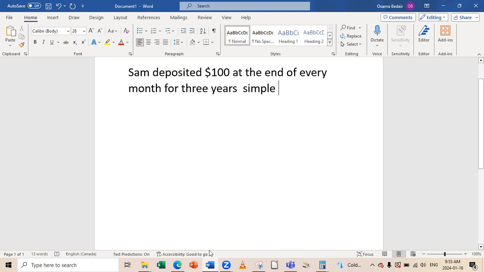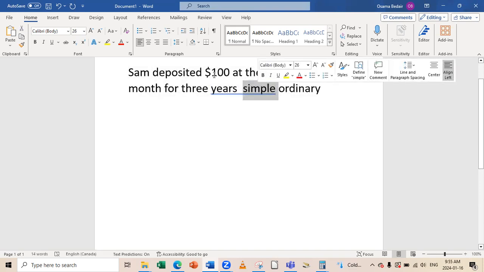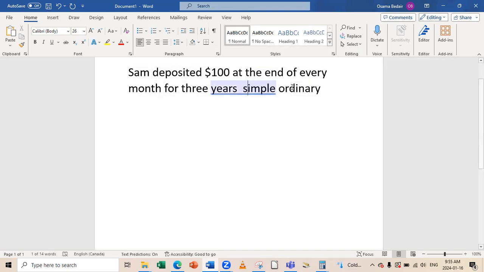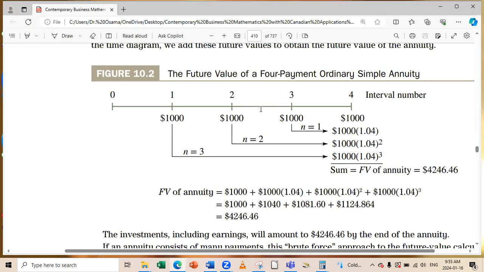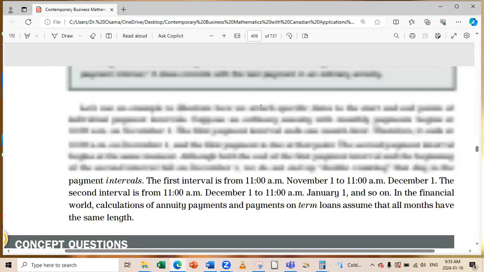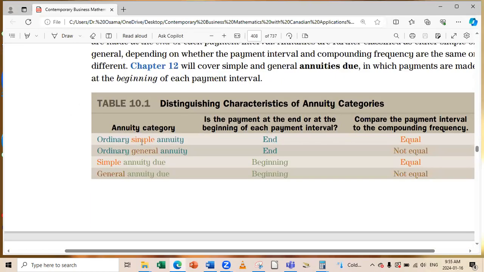Then it is ordinary. Why is it ordinary? Because it's at the end of every period. So it's simple because it's similar, 100, and ordinary because it is at the end of each period of time. This is the way it is. Let us go back and see from our notes. Here we go. As you see here, simple because it's similar, equal, and at the end, so it is ordinary.